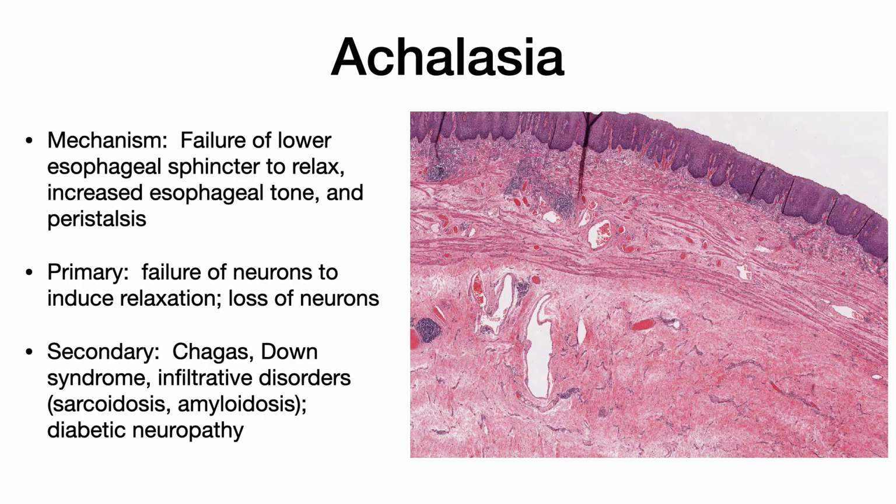Achalasia is basically a failure of the lower esophageal sphincter to relax. So you have increased esophageal tone, whereas when we talk about reflux, the sphincter is relaxed and you have decreased tone. This is the opposite, so it's going to be difficult to get things past it. You can have a failure of neurons to induce relaxation or a loss of neurons. Either you just don't have the neurons to do the function they should, or the neurons are there but fail to induce relaxation, so the distal esophagus is tight, food doesn't pass, and it's solids and liquids. Chagas disease can do this, Down syndrome, and infiltrative disorders, such as sarcoidosis and amyloidosis, where you see infiltration from the granulomas or the protein. Diabetes can also do it as well.